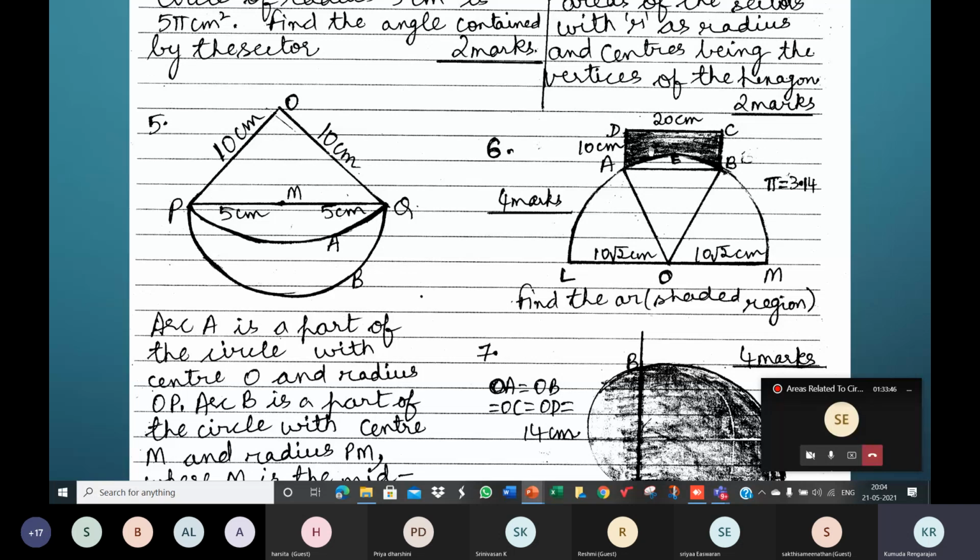The shaded region represents the area of the rectangle outside the semicircle. That's what we have to find. Take down the figure.